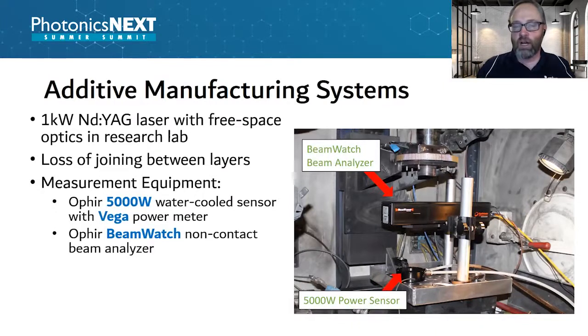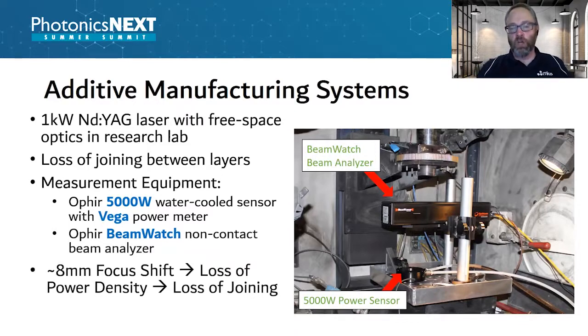This particular application, we used an Ophir 5000W water-cooled sensor with a Vega meter, which is not pictured in the picture, and then the BeamWatch beam analyzer to tell us what was going on with the focus shift. What we measured was about an 8 millimeter focus shift from the work site up, which was obviously causing a lack of power density, which was translating into a loss of joining.